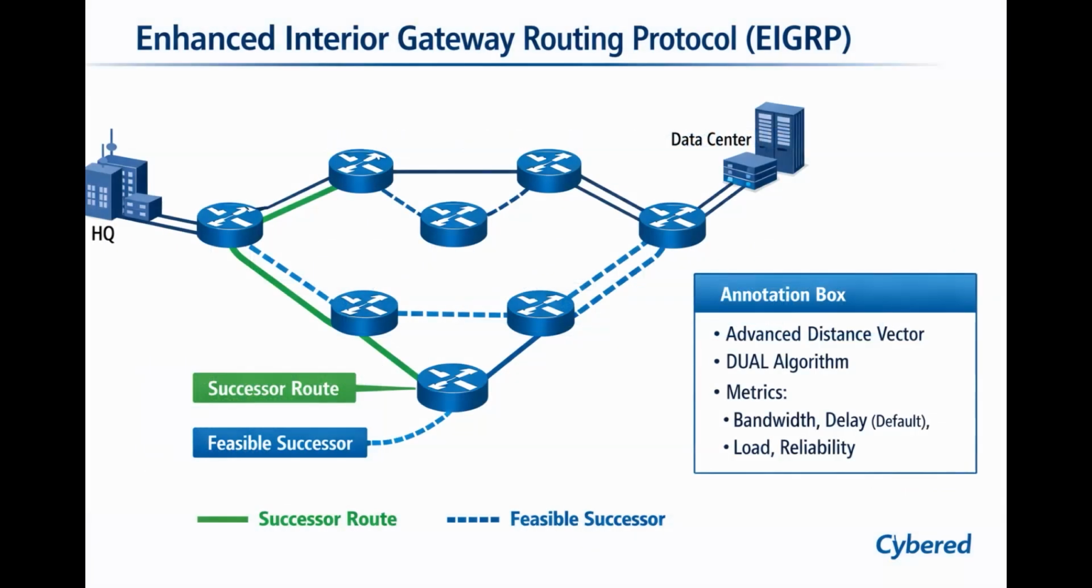EIGRP is an advanced distance vector routing protocol originally developed by Cisco. It uses the Diffusion Update Algorithm, DUAL, to calculate routes. DUAL considers several metrics: bandwidth, delay, load, reliability. By default, bandwidth and delay are used. A major advantage of EIGRP is its ability to calculate a loop-free backup route at the same time as the primary route. If the primary route fails, EIGRP can immediately install the backup route, resulting in very fast convergence.